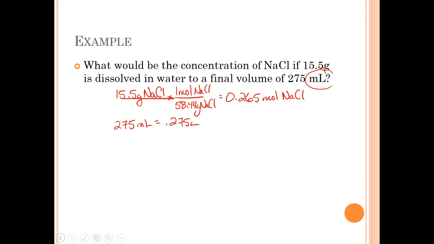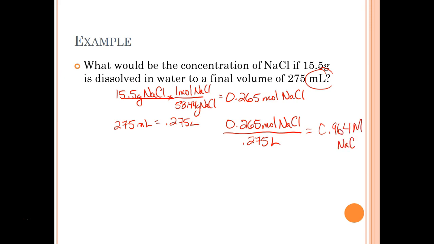So now that we have it in liters, we can just simply take the two values, so 0.265 moles of NaCl, divide that by the 0.275 liters, which is the final volume of the whole solution. And when you equal that out, or punch in your little voodoo boxes, you get 0.964 molar NaCl. So that's its concentration.